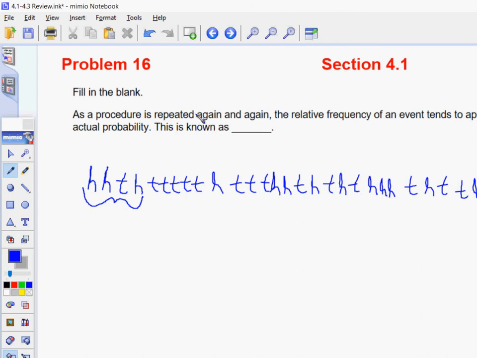This is known as the law of large numbers. If I threw that coin 10,000 times, I wouldn't expect it to be exactly 5,000 times heads and 5,000 times tails. But I would expect the percentages to be somewhere near 50-50, somewhere around 50%.